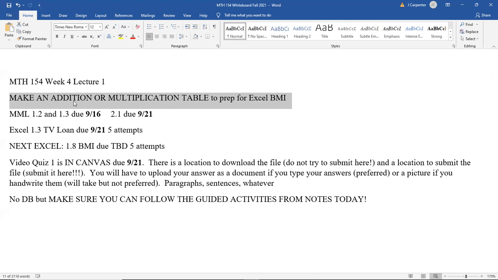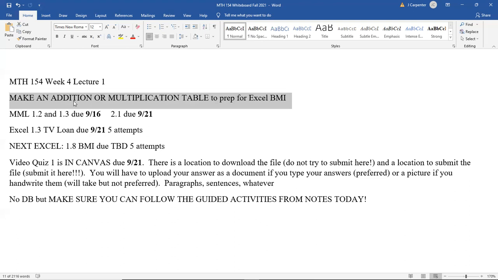MyMathLab homeworks: 1.1 is gone, 1.2 and 1.3 are due on the 16th. I might have said the 14th last time, but I did go back and make that the 16th because of the holiday, just to give everybody equal opportunity on that one. That day doesn't really count, but I didn't adjust for that at first. 2.1, we will finish today, so that's going to be due in about a week on the 21st.